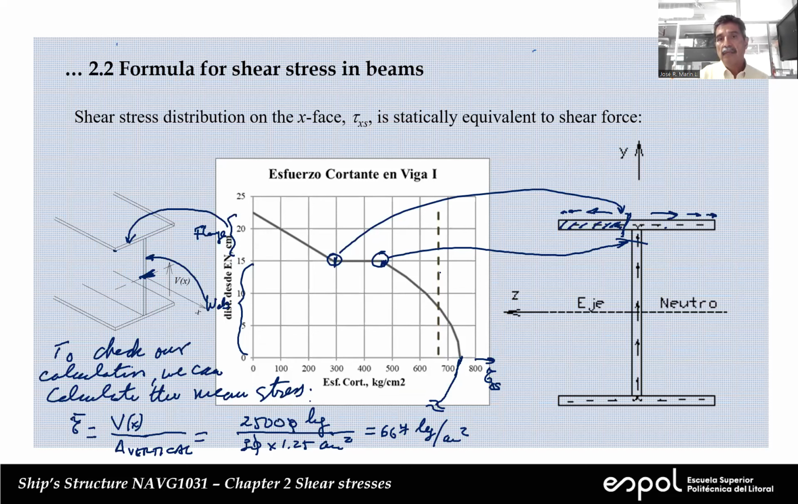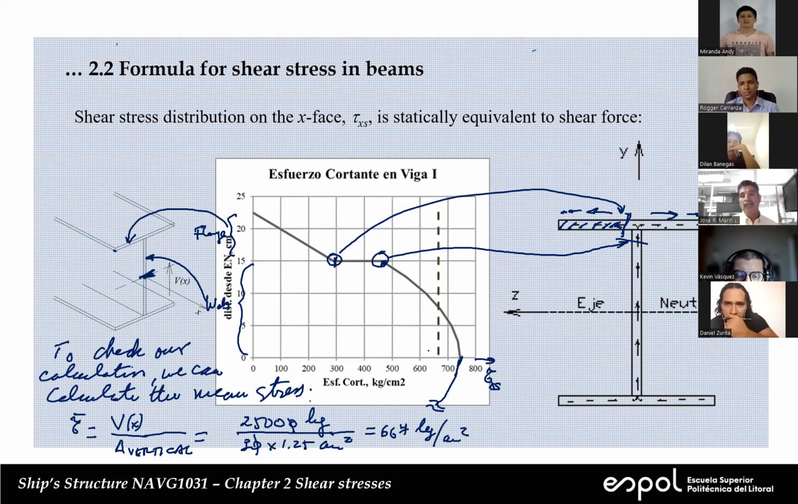You see that the mean is above the shear stress here, and all of this, remember, has to recuperate the shear force. So here you are below, here you are above, so as an average, it goes like this. You can calculate the maximum shear stress, and to check, you can calculate the mean. But to calculate the mean, you have to consider only the vertical elements. In this case, it is just the web.